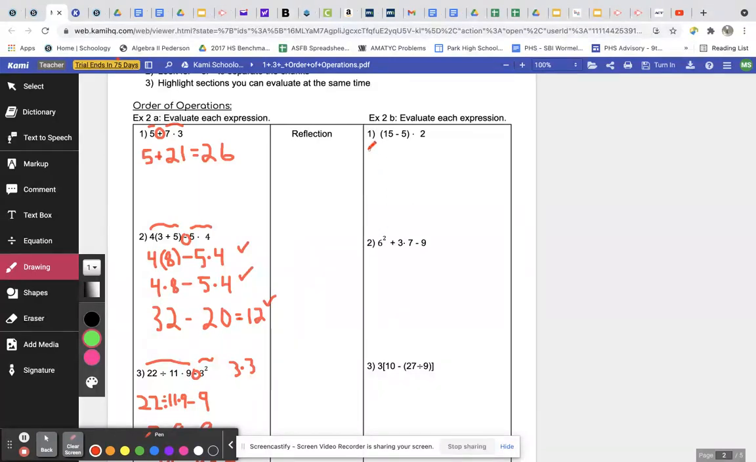All right, let's take a look at the first one. We've got two pieces here. Let's do the parentheses first. 15 minus 5 is 10, and then 10 times 2, right? We have two numbers. Now we can just multiply that out and we get 20. Done. Okay?